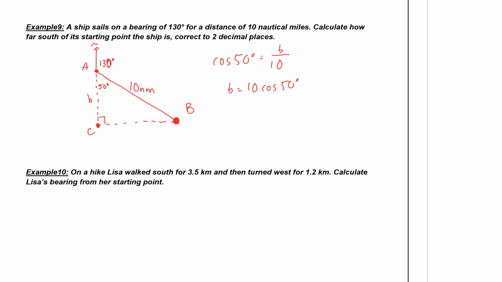.43 kilometres, right? The ship is 6.43 kilometres south of its starting place. 10 cos 50. Rightio. Next up, we've still got two more examples to go here.